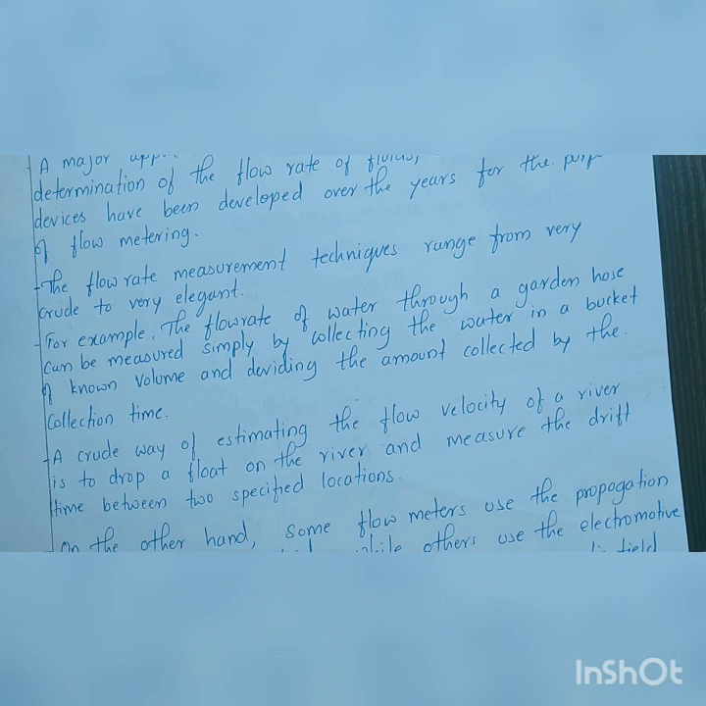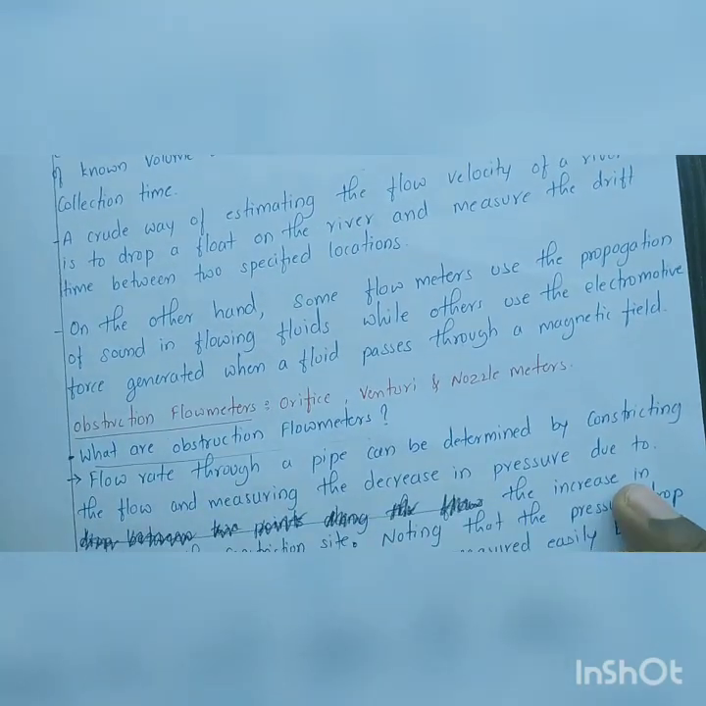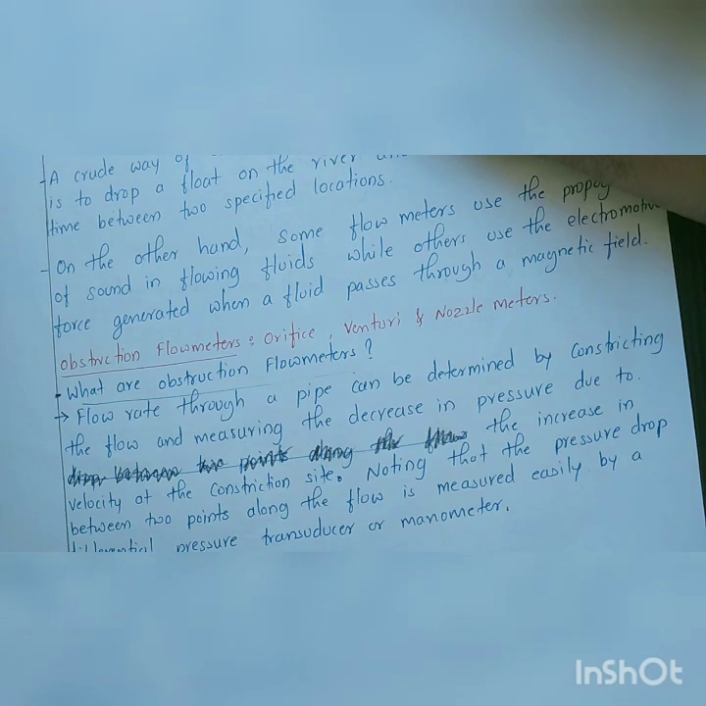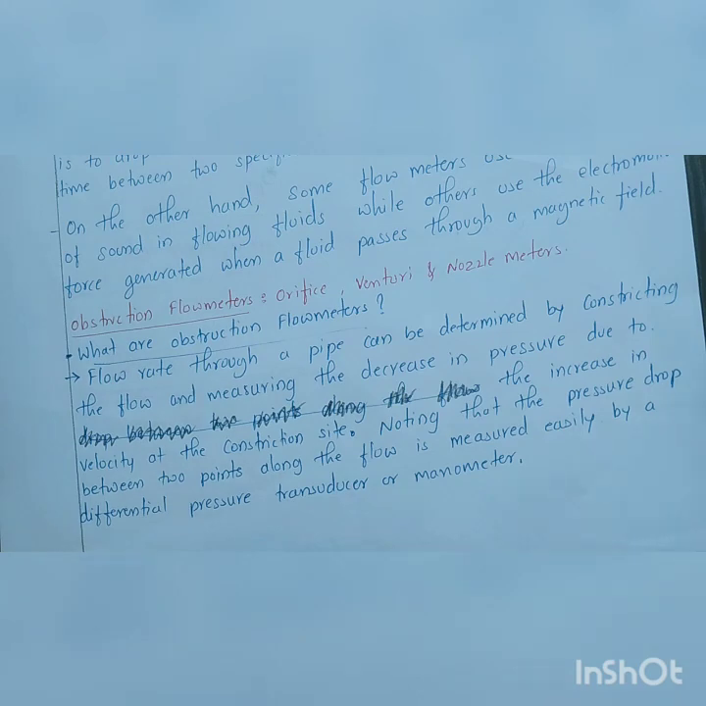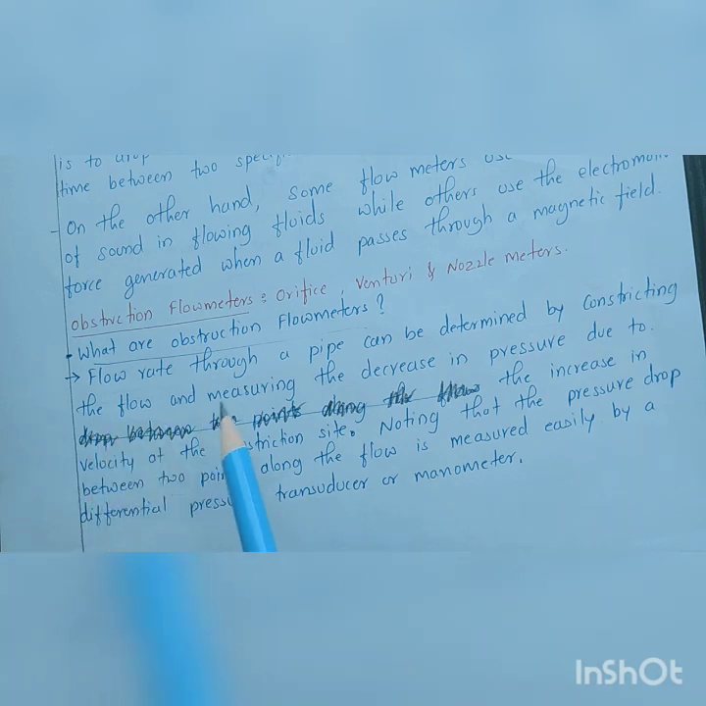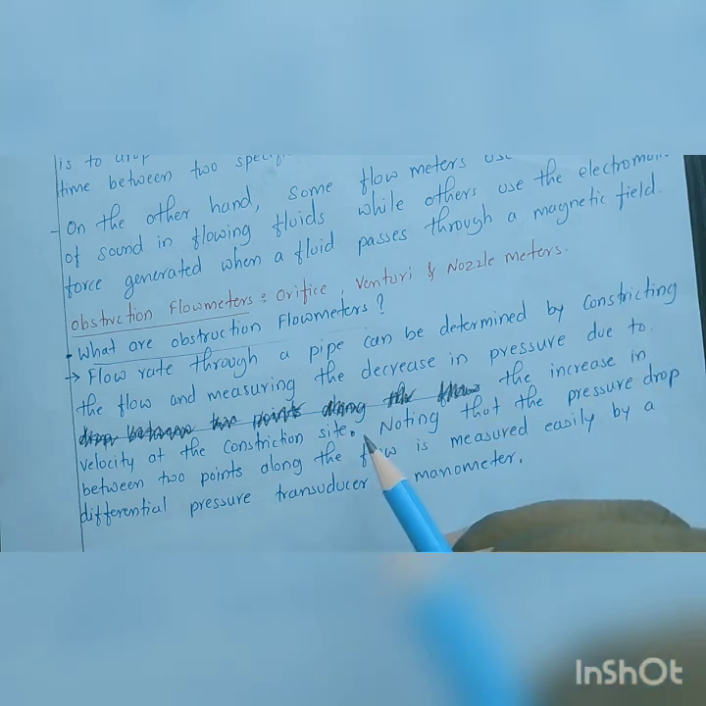Apart from this, there are various instruments by which you can find the flow rates. So what we are going to discuss in today's class is obstruction type of flow meters. So what do you mean by obstruction type of flow meters? In this type of flow meters, flow rate through the pipe can be determined by constricting the flow and measuring the decrease in pressure due to the increase in velocity at the constriction site.